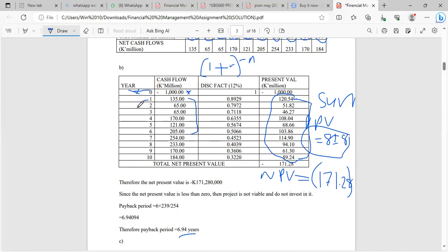But now just a simple calculation of after you subtracted 1,000 from 761, it gave you 239 over 254 plus 6. Okay, so what we are trying to say here is that the 239 is what we are remaining with to recover the exact amount, which is 1,000. But where can we recover it from? From year 7, that's why it is divided by 254, with the 239 coming from year 7.